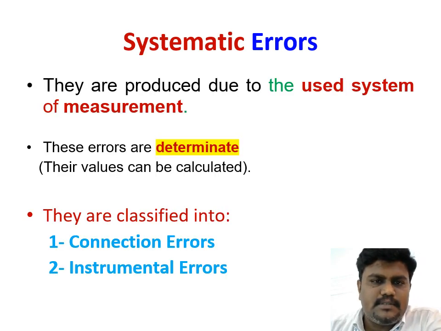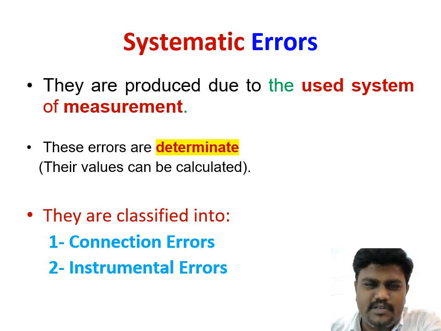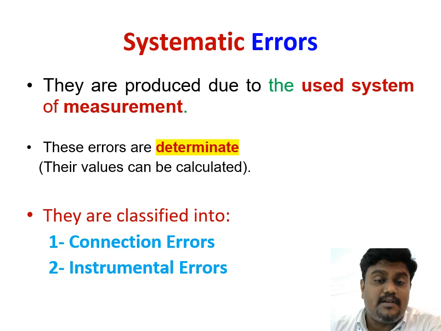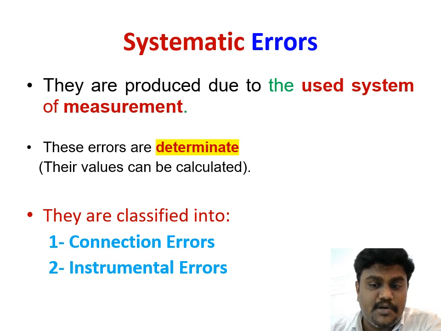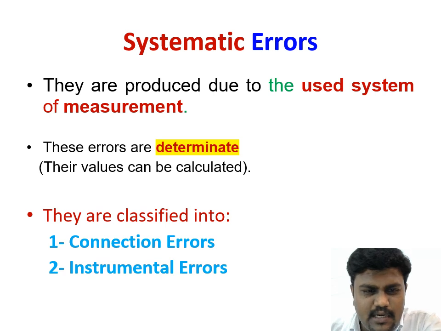And the final one is systematic error, and this is due to the overusage of the system. When you use the same system over a period of say about 5 to 10 years, then that instrument will definitely have undergone some sort of wear and tear. So that will cause this sort of systematic error. They are classified into connection and instrumental error.